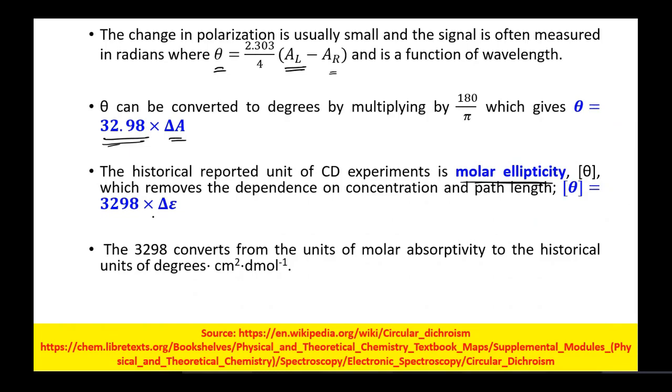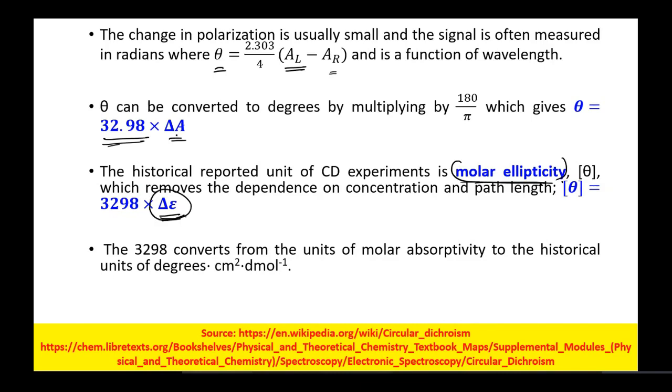it can also be regarded as this delta theta equal to 3298 multiplied by delta epsilon. Okay, delta epsilon. So 3298 multiplied by delta epsilon, and this is what we have seen, that we convert it into delta epsilon.